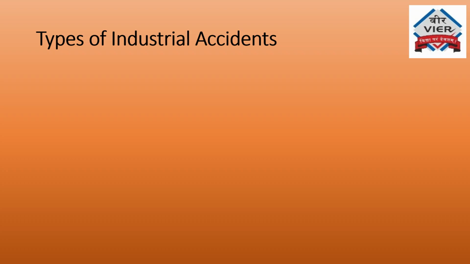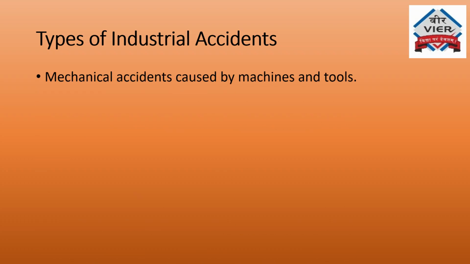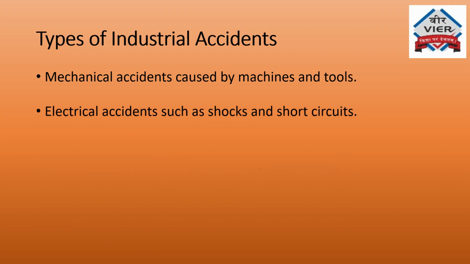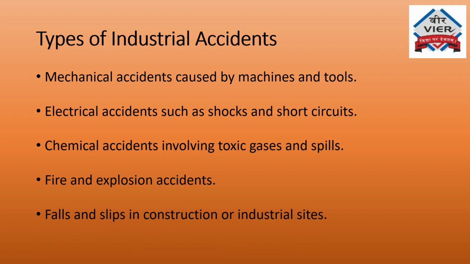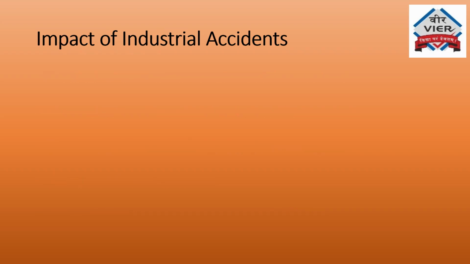Now we will see what are the types of industrial accidents. First is mechanical accidents caused by machines and tools. Then electrical accidents such as shocks and short circuits. Third is chemical accidents involving toxic gases and spills. Fire and explosion accidents. Then falls and slips in construction or industrial sites.